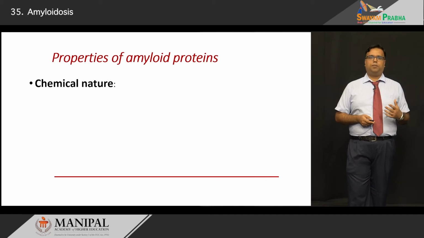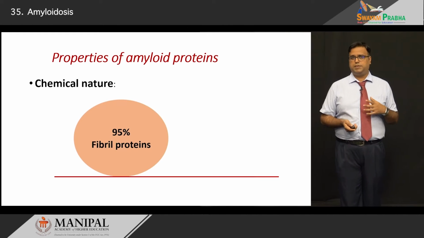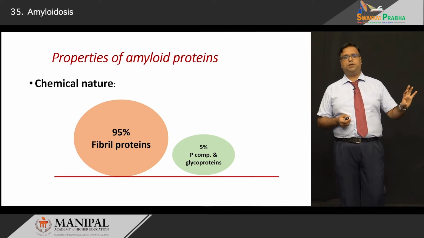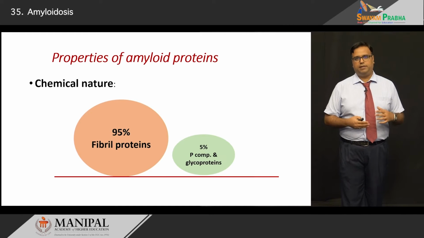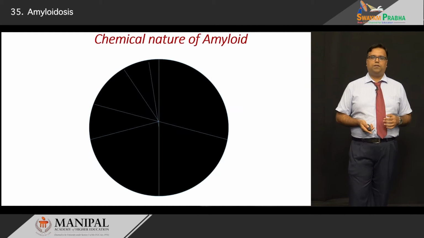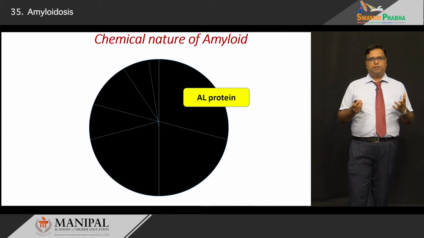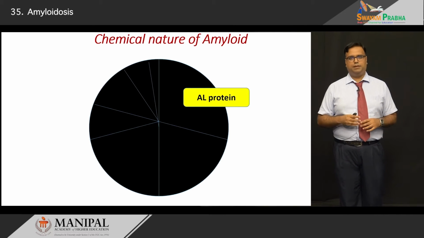Apart from the physical properties, they have unique chemical properties. If you study them, you will see that the vast majority of them, 95% or so, are what are called fibril proteins, and the remaining 5% is what is called the P component and other glycoproteins. Now, this is something of the chemical nature of the amyloid. There are 3 major biochemical proteins, and there are 4 or 5 minor elements to this.